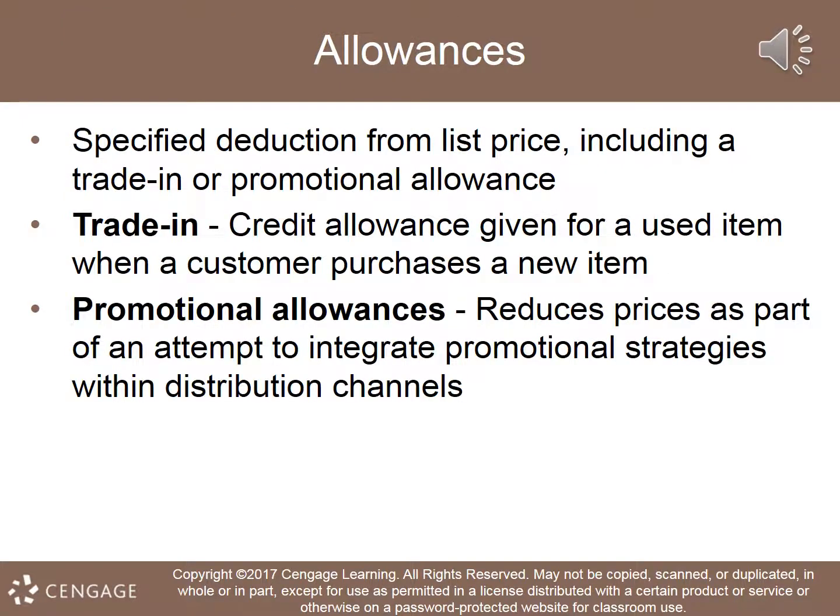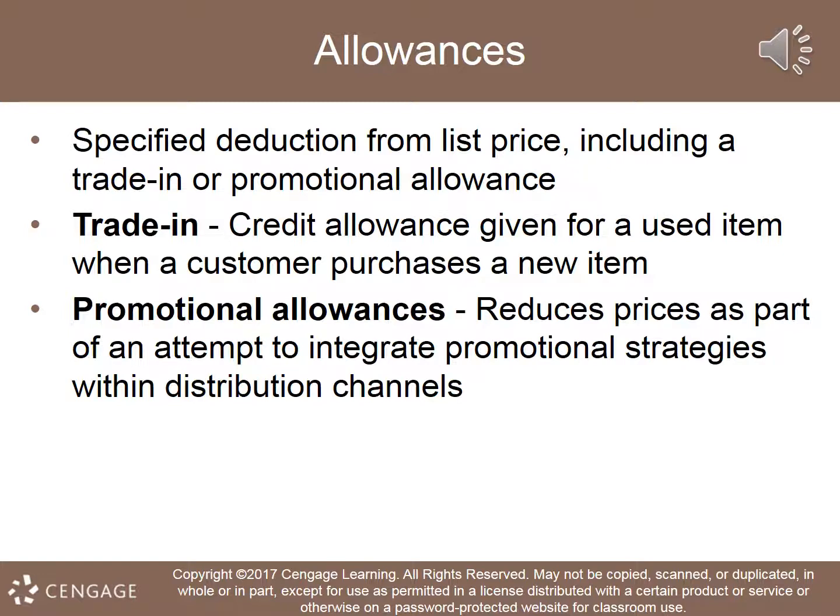Allowances are specified deductions from the list price. Allowances resemble discounts by specifying deductions from list price. The major categories of allowances are trade-ins and promotional allowances. Trade-ins are used in sales of durable goods, such as automobiles. The new product's basic list price remains unchanged, but the seller accepts less money from the customer along with the used product, usually the same kind of product as the buyer purchases.